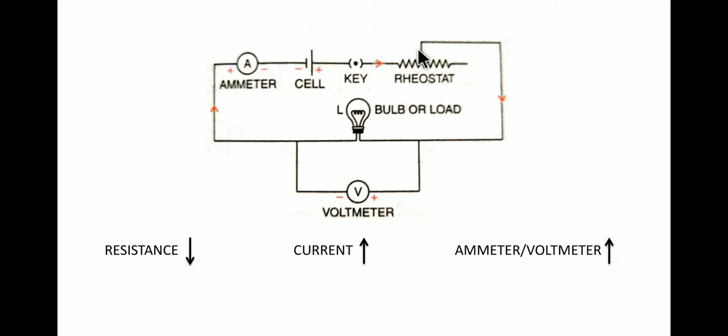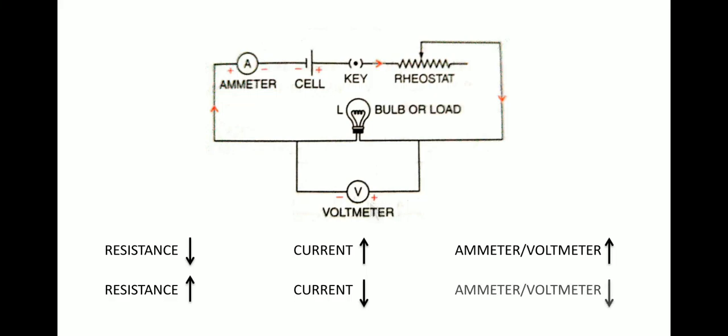And suppose you increase the resistance. If the resistance is increased, then the current flowing through will decrease, and the brightness of the bulb will go down. That means the brightness will decrease, because the current has decreased. So the ammeter reading and voltmeter reading will also decrease. This is the relation that you need to understand in a simple electric circuit like this.